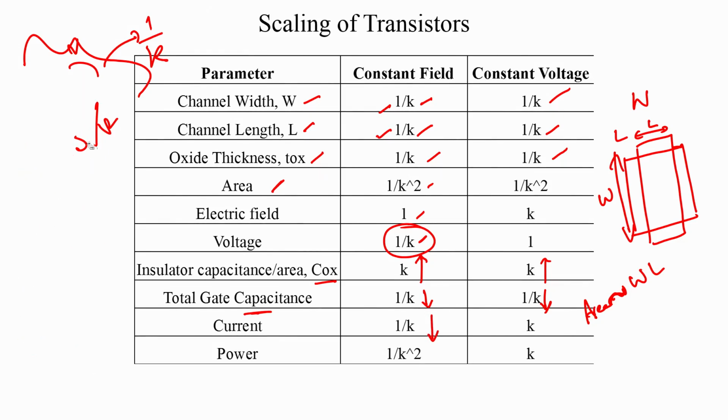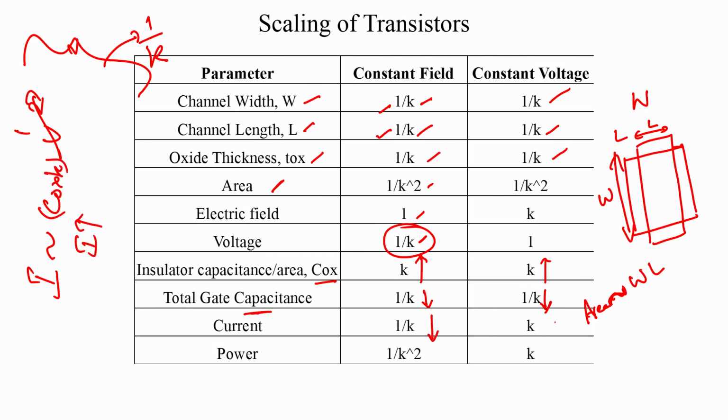On the other hand, in the case of constant voltage scaling, let us just keep things simple. The scaling of the current is dependent on Cox into V square, because the rest of the parameters do not change. In the case of constant voltage scaling V does not scale, so that remains 1, whereas Cox has increased by a factor of K. Therefore, the current increases by a factor of K. So, in the constant field scaling case the current in the transistor decreases by a factor of K. In the constant voltage scaling case the current in the transistor increases by a factor of K.